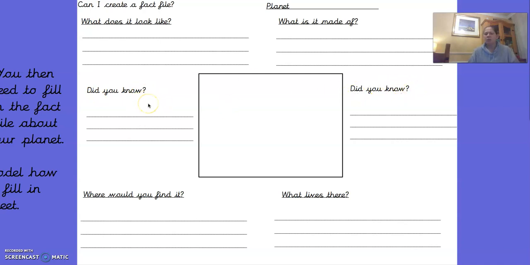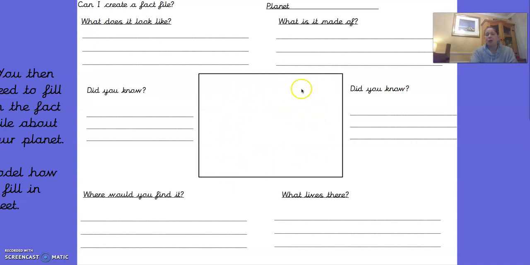Did you know? So here you need to think of 2 interesting facts about your planet. 2 amazing things that maybe people don't know. So maybe your planet gets bigger every year. Maybe your planet shrinks every year. Maybe your planet smells of perfume. Okay? Remember, you can be as creative as you want to. It is your planet. And then you'll do another amazing fact here. In the middle, can you guess what we're going to put here?